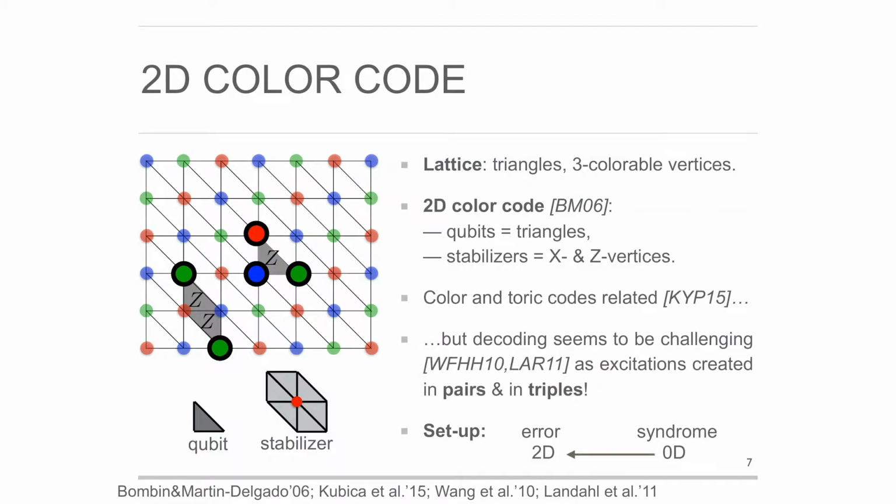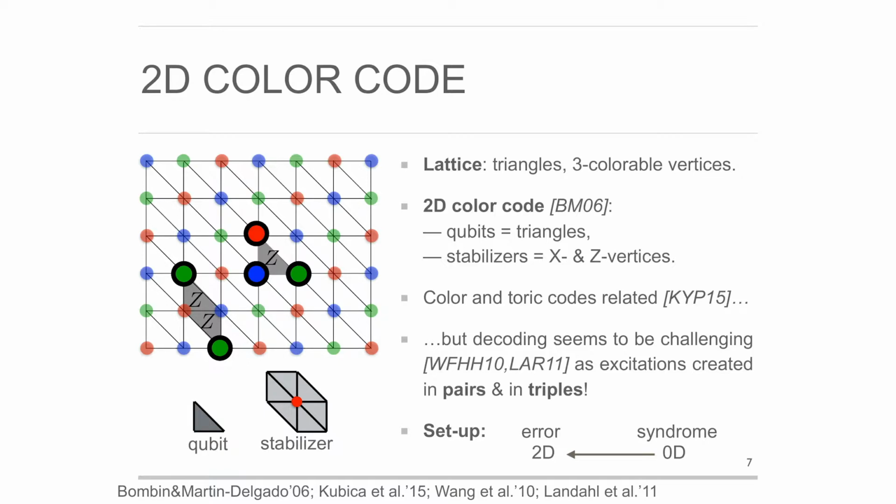Okay, so now let's switch gears and talk about the color code. The color code can be defined on a lattice in 2 dimensions. However, this time we require that the lattice satisfies 2 properties. So the lattice has to be composed of triangles, as we can see here, and the vertices of that lattice have to be 3-colorable, meaning 2 vertices incident to the same edge have to be colored in 2 different colors, and there are 3 available colors.